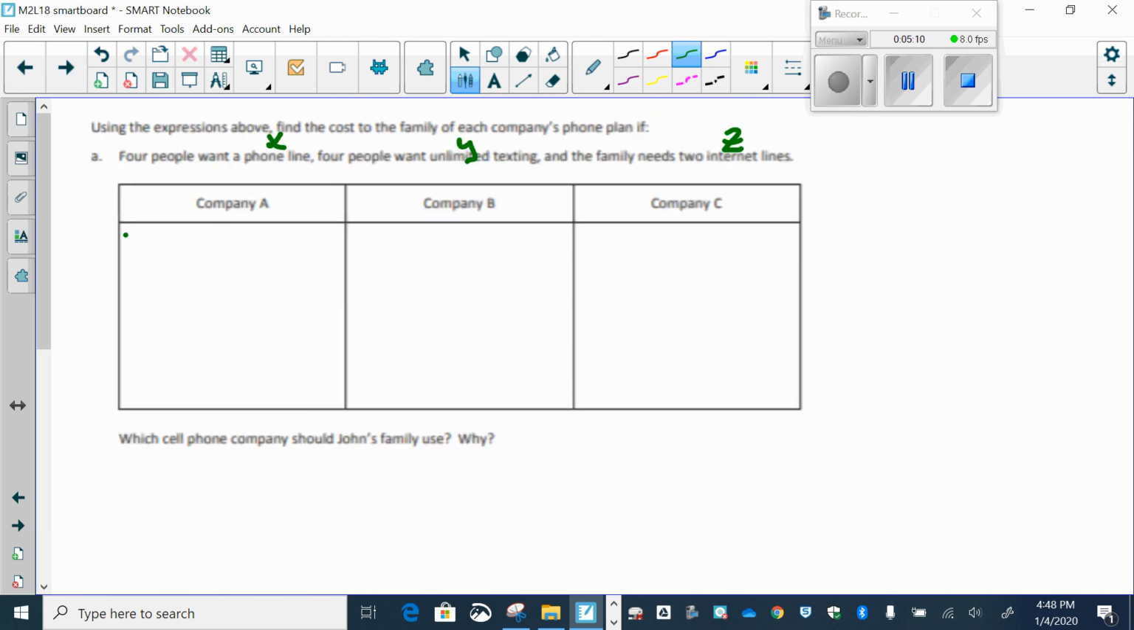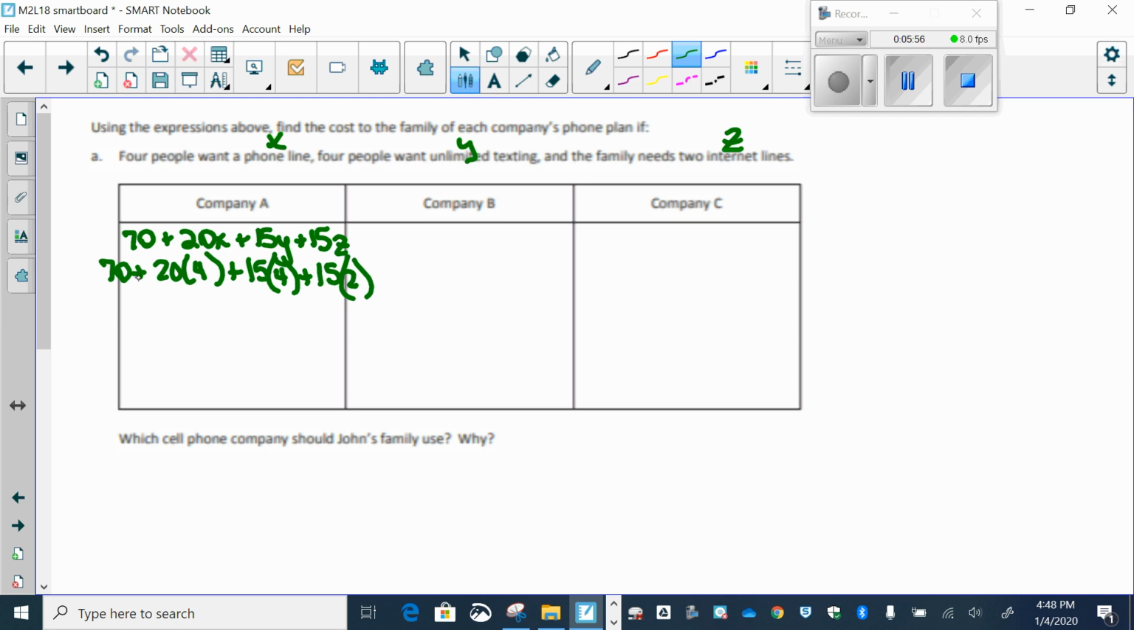70 plus 20x plus 15y plus 15z. That was the expression that represents Company A. Now I'm going to substitute the values in place of the variables. 4 people want a phone line. So where there's the x, I put in the 4. So 70 plus 20 times 4 plus 15 times how many people want the unlimited texting? 4, plus the 15 for the 2 internet lines.